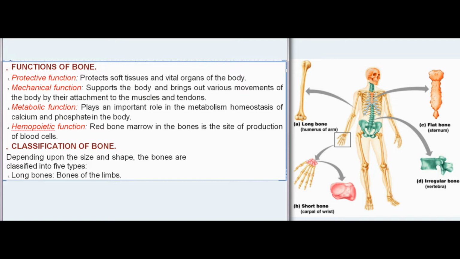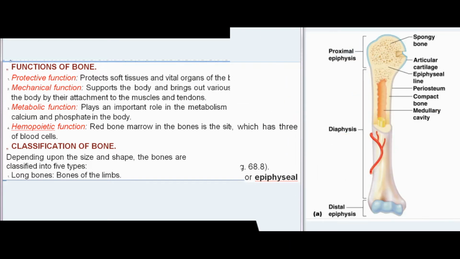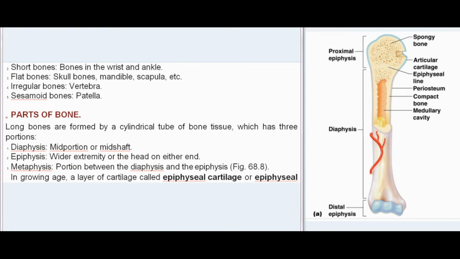Classification of bone. Depending upon the size and shape, the bones are classified into 5 types: long bones, bones of the limbs; short bones, bones in the wrist and ankle; flat bones, skull bones, mandible, scapula, etc.; irregular bones, vertebra; sesamoid bones, patella.